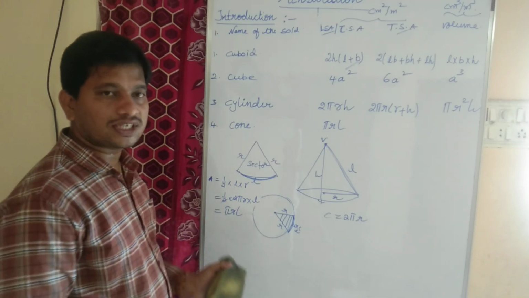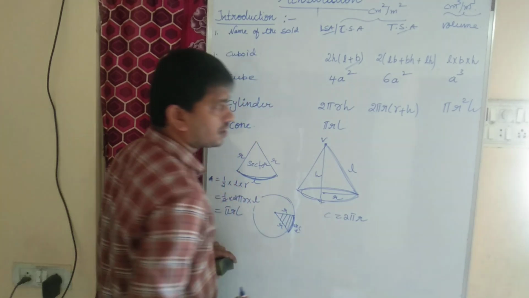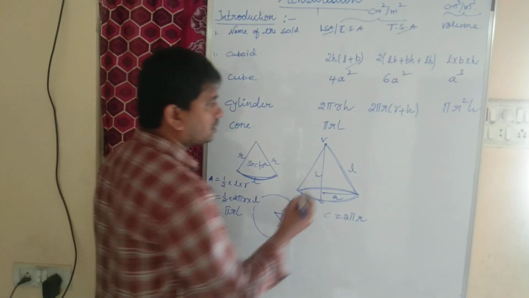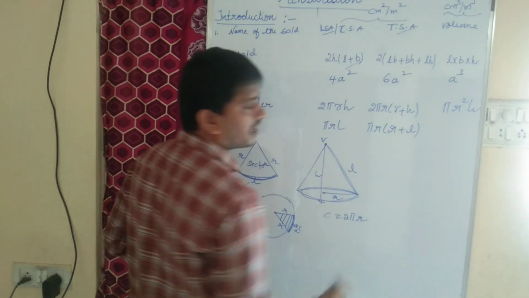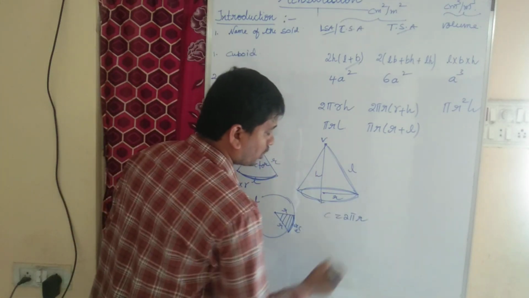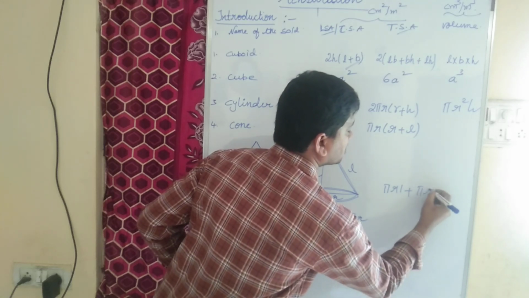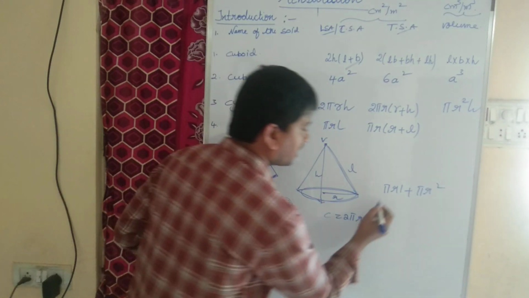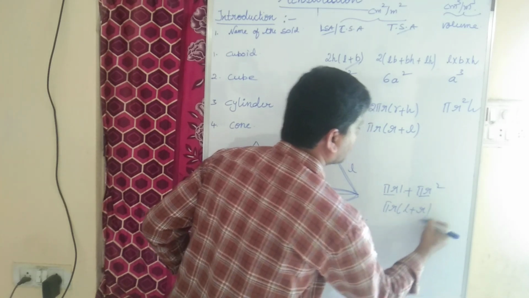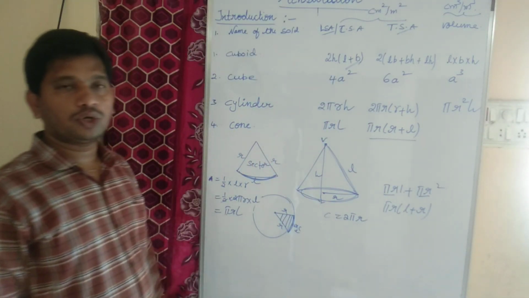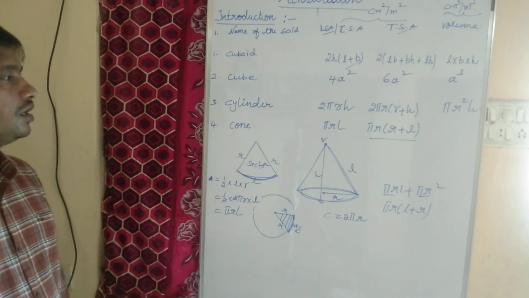And what about the total surface area, including the bottom face also? The formula is pi r into r plus L. Why? Because the area of the bottom face is what? Curved surface area is pi r L and the bottom face is pi r square. If I take pi r as common, what will I get? L plus r. So that is pi r into r plus L. Then what is the volume of cone?